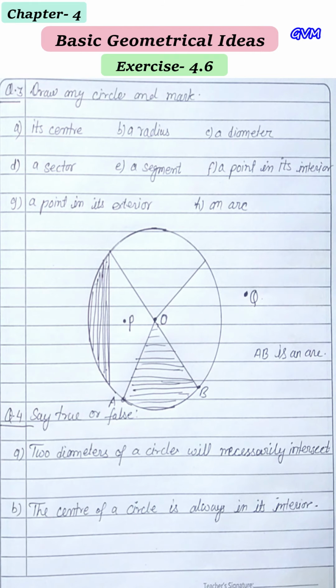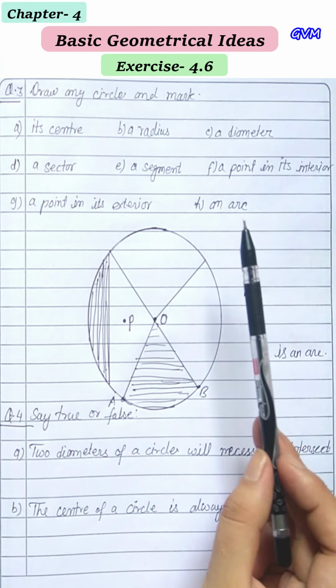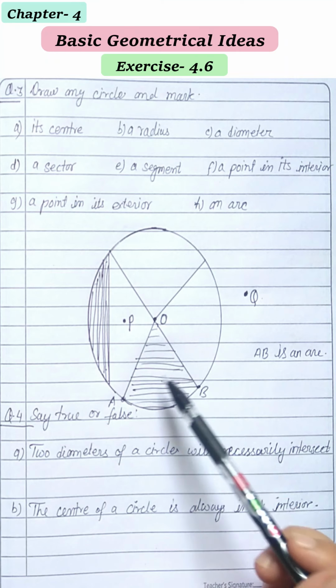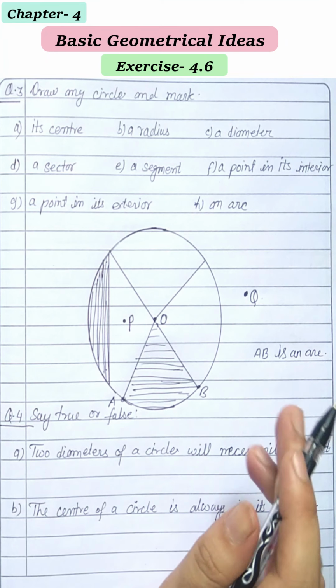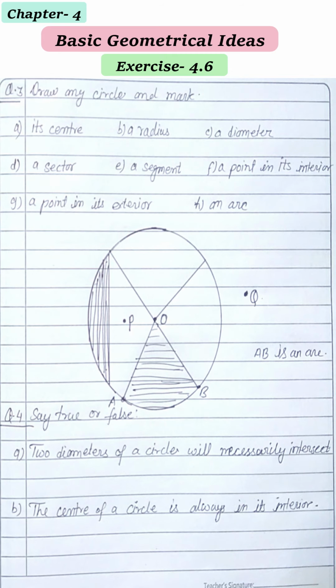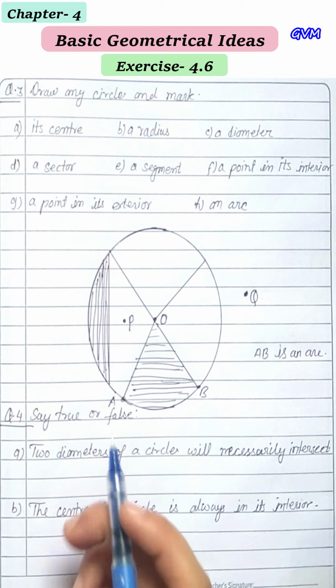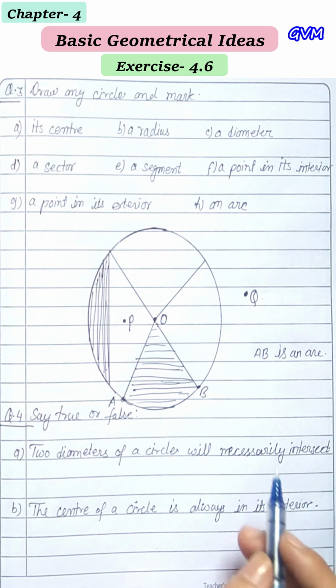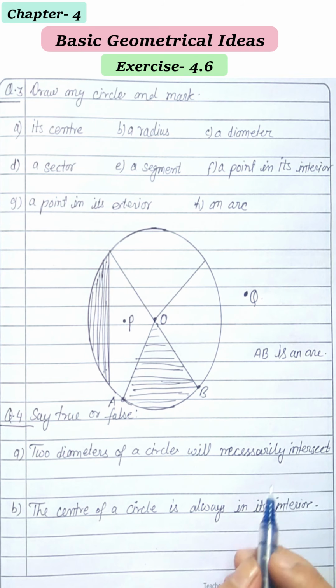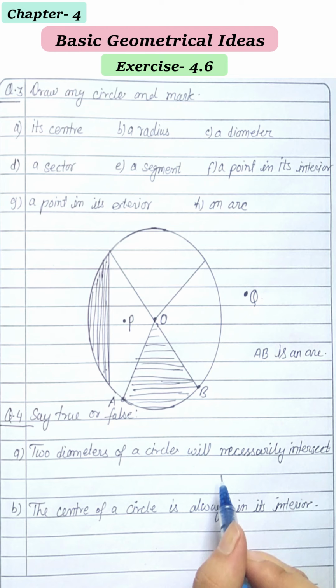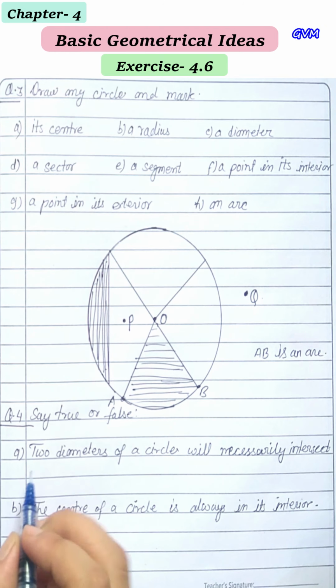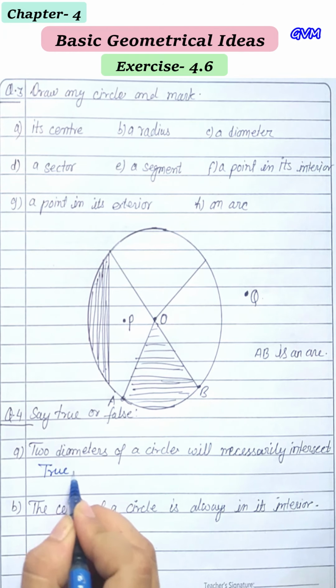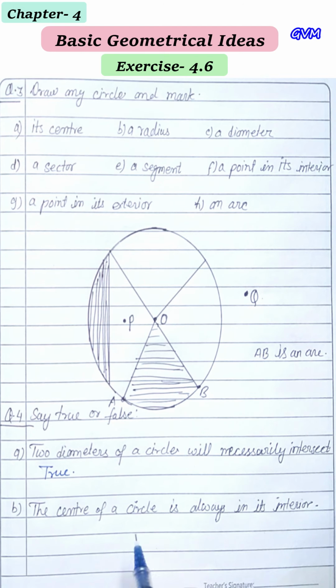So this is question number 3. What we have been given to mark on a circle, we have just drawn it into the circle. Now let's come to question number 4. So we need to put true or false. First part is saying that two diameters of a circle will necessarily intersect. If in any circle there are two diameters, obviously they will go through the center. That means they will intersect always. So this is true.